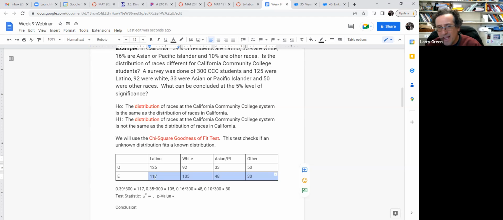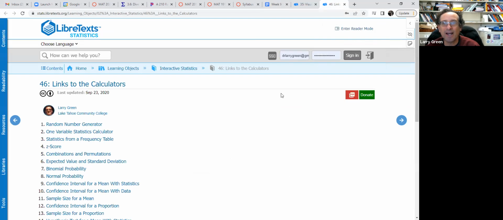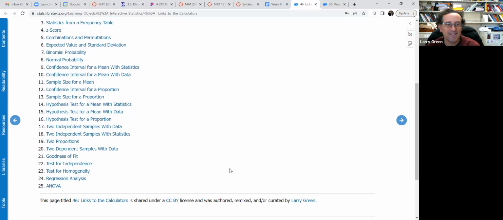All right, so then the next step, there's a step you're used to, which is to go to our calculator. And which calculator number do you think we're going to use? Yeah, this is a chi-squared goodness of fit test.